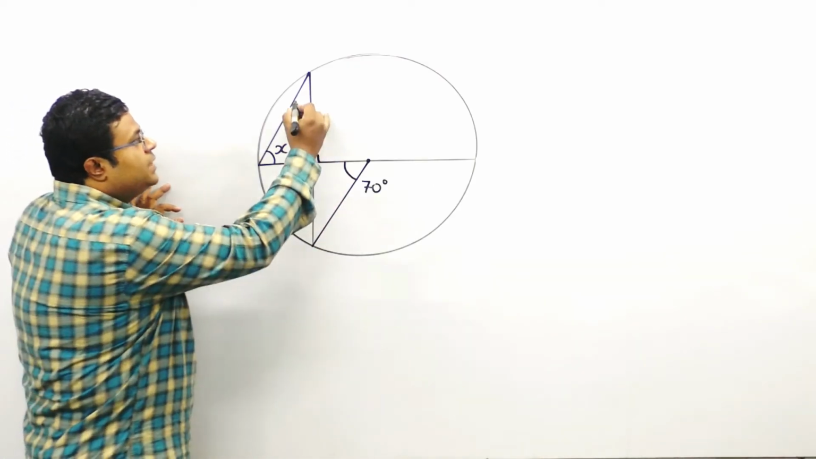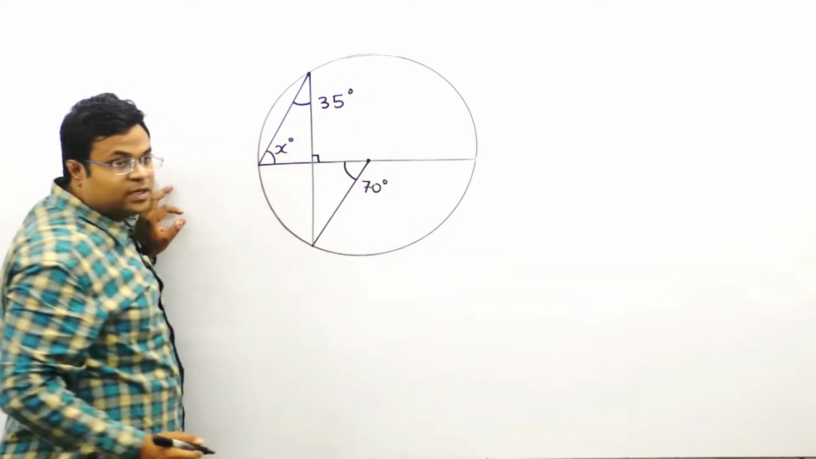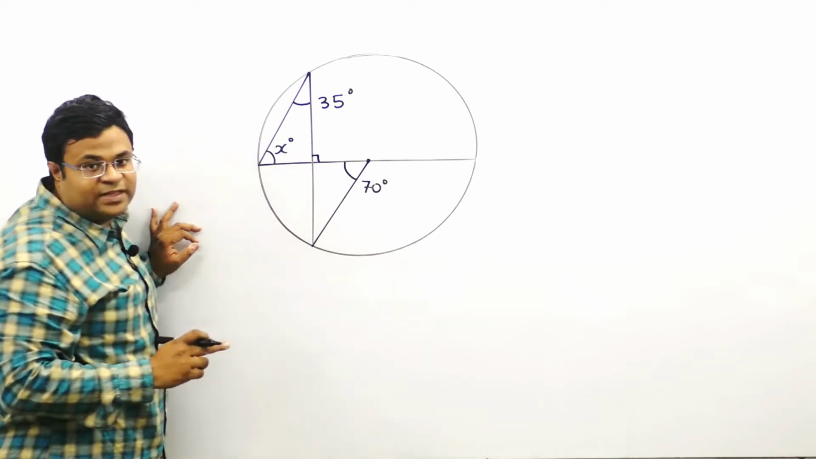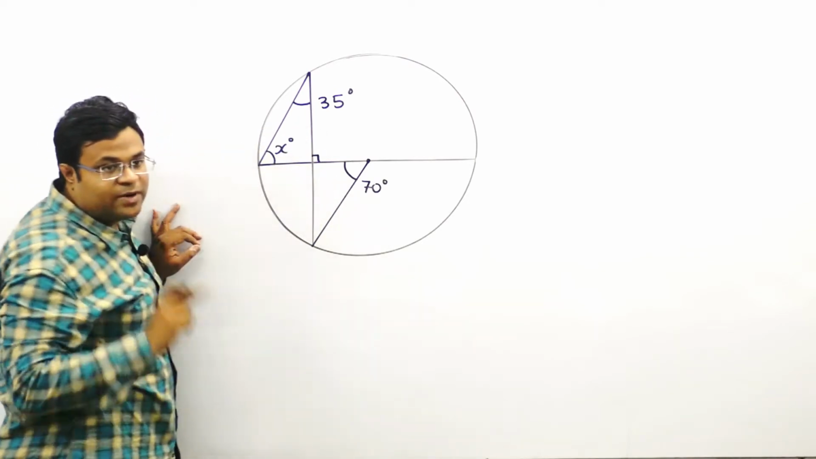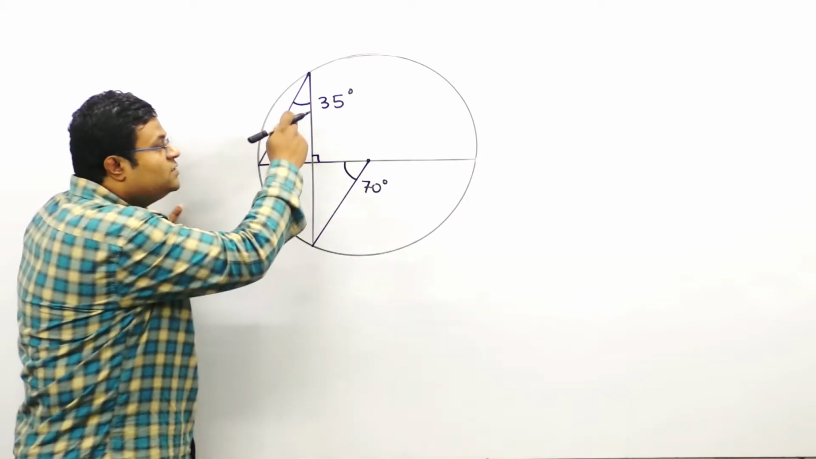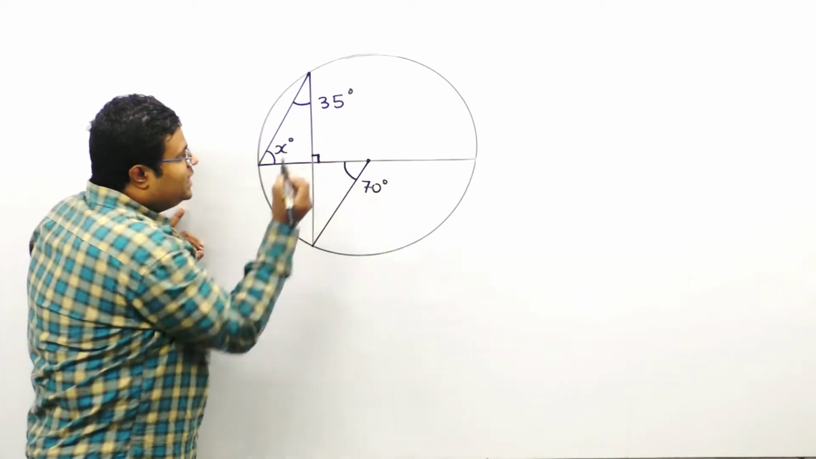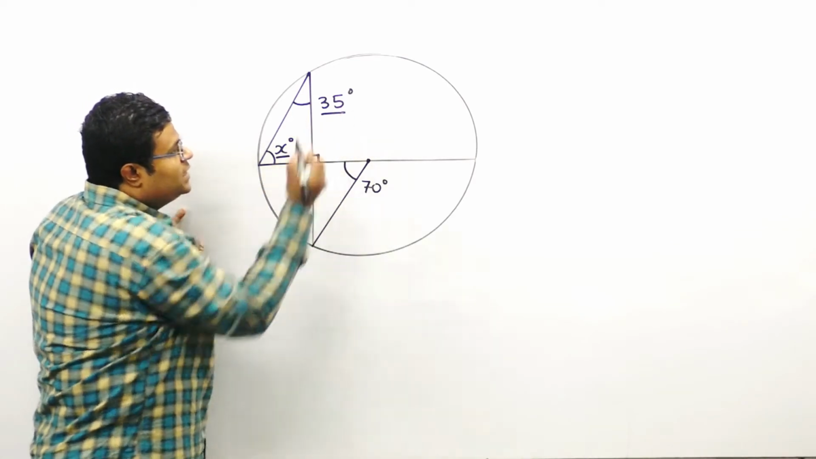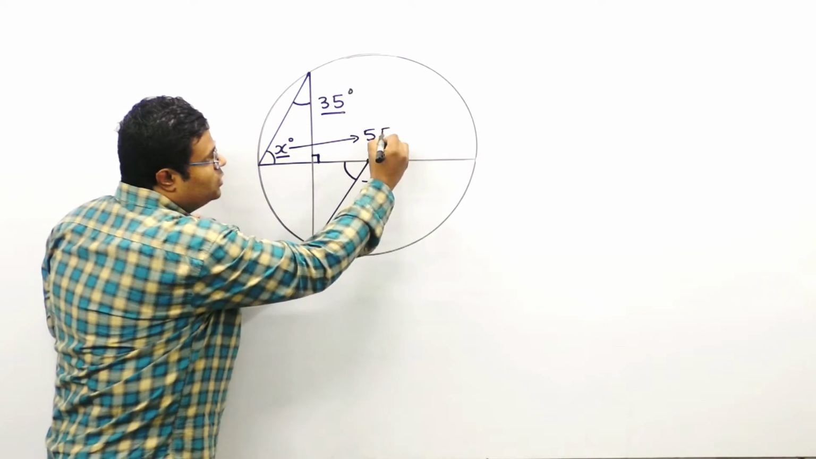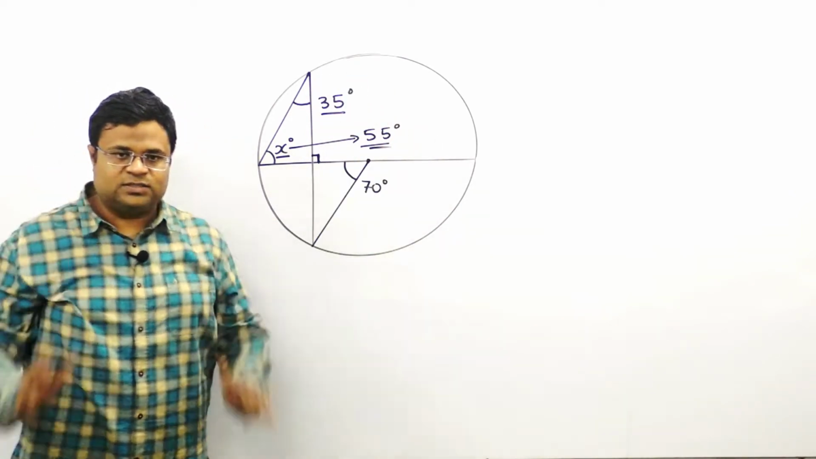This 70 degree, beta, this angle will be 35. Some of us by mistake say that if this is 70, this will also be 70. They think that they are in the same segment. No, this is the center, this is the circumference. So circumference will be half. Followed? Now since this is 90 degree, x plus 35 is equal to 90. So x will be equal to 55 degrees.